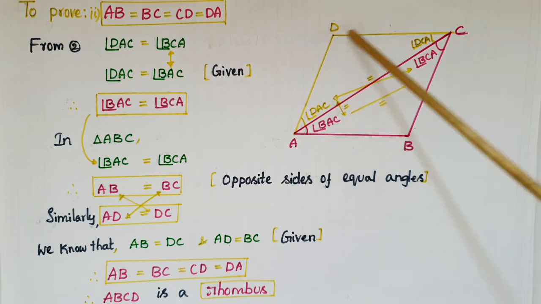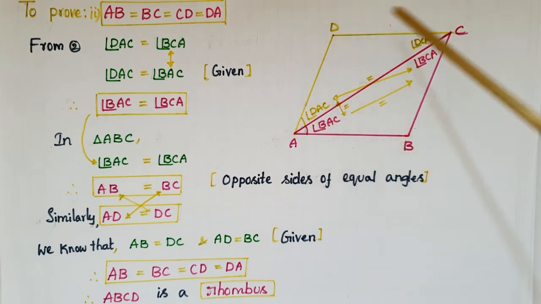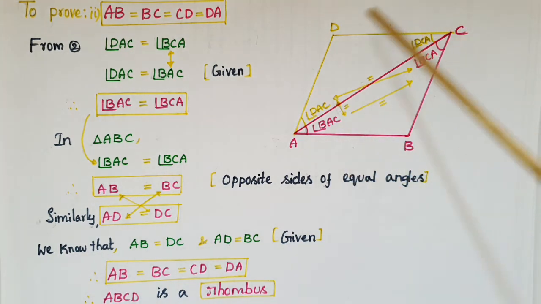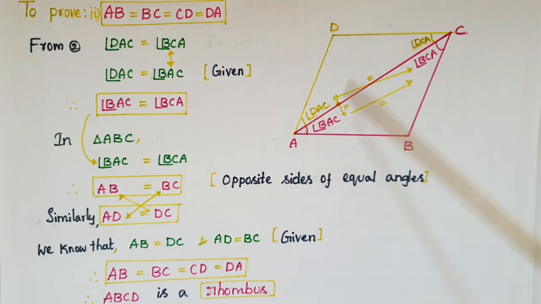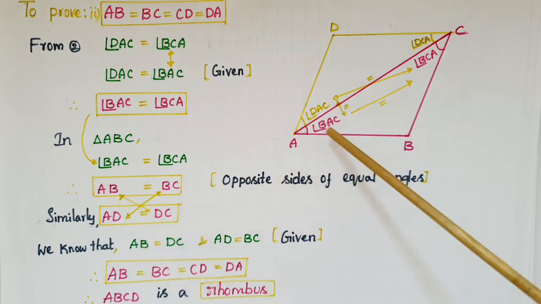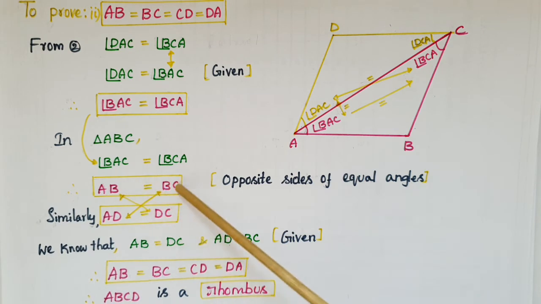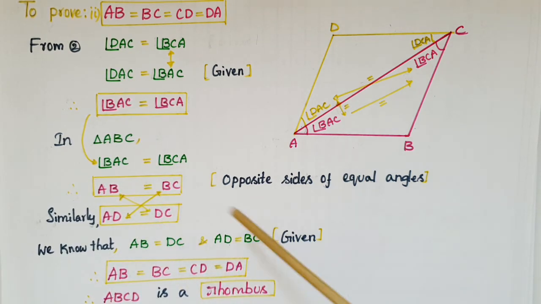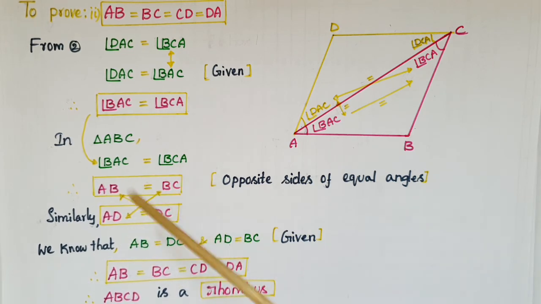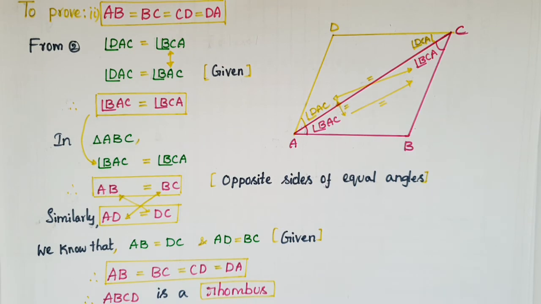Similarly, if you take this triangle, we can show AD is equal to DC. And we know that ABCD is a parallelogram. In a parallelogram, opposite sides are equal. So AB is equal to DC and AD is equal to BC. So right here, AB is equal to BC, AD is equal to DC. Again AB is equal to DC, AD is equal to BC. So we can equate AD is equal to BC and AB is equal to DC. That means AB is equal to BC is equal to CD is equal to DA. That is, ABCD is a rhombus.